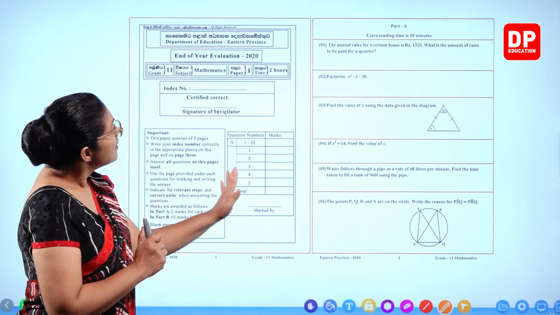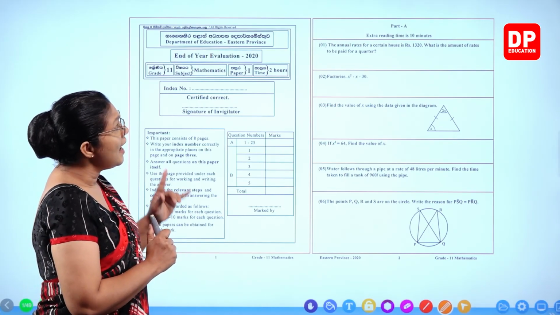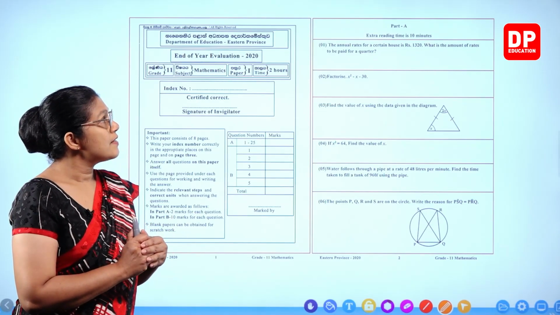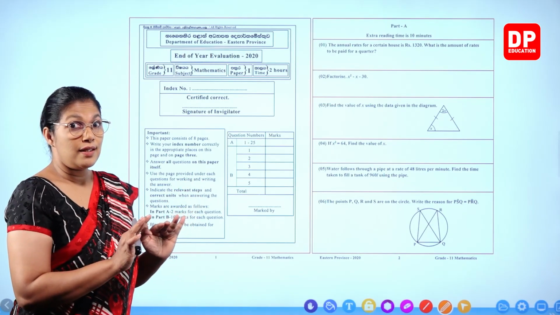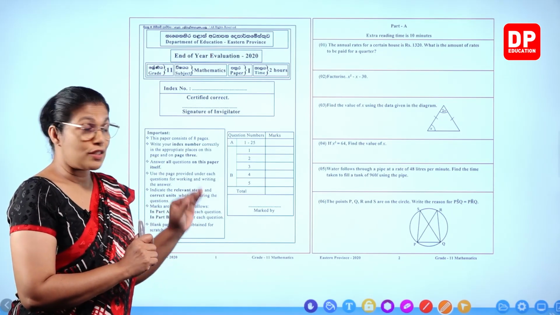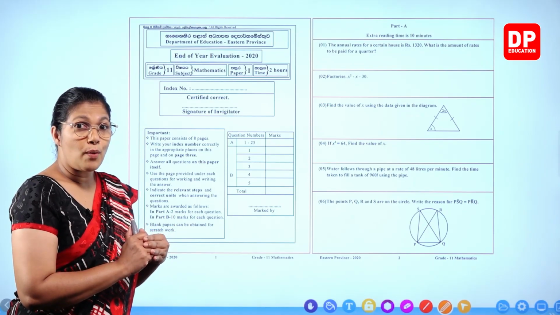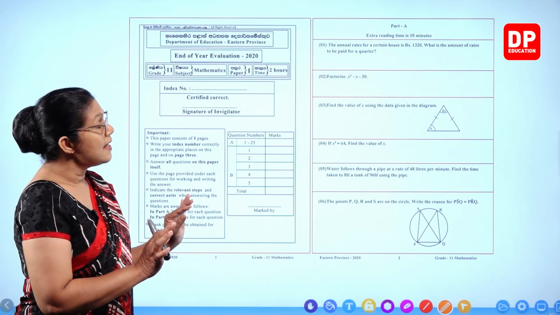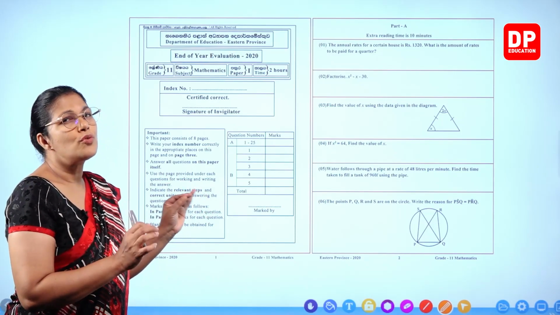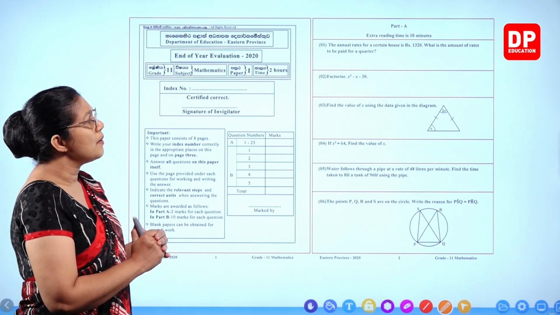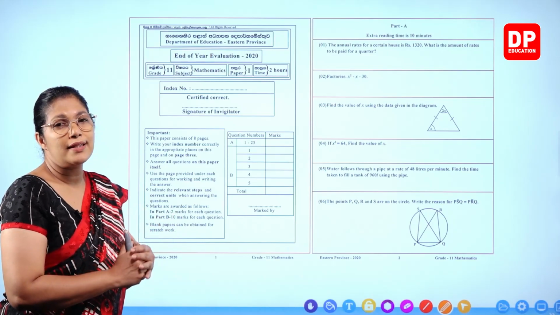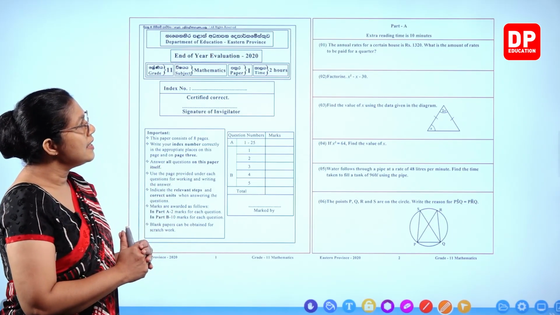So let's look at part A. Here an extra reading time of 10 minutes is given. That means within 10 minutes you can read the paper 2 questions and the paper 1 part B questions and see what you are getting. Part A questions are short, so you can read them at that time, but part B questions are long and you can just check what the questions are during the reading time.